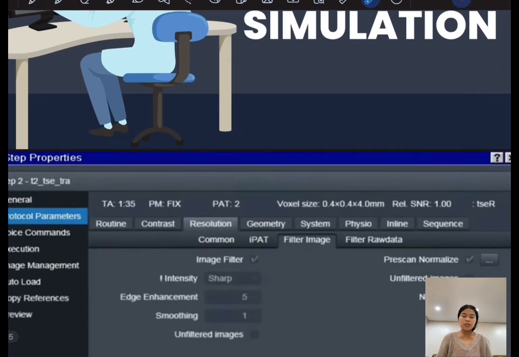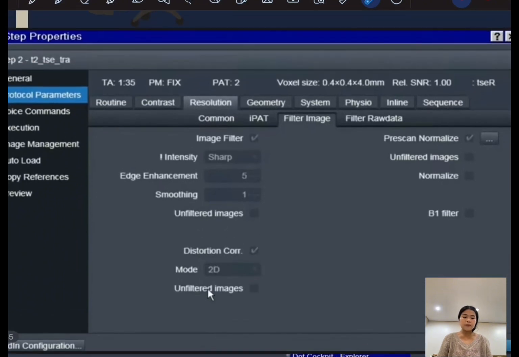So assuming that the patient was already positioned in the machine, the next step is to acquire a weighted image as some sort of localizer. Per se, we will use a T2 weighted image. And then the next step is to adjust the image resolution parameters, which technically would depend on the protocol set up on the machine.